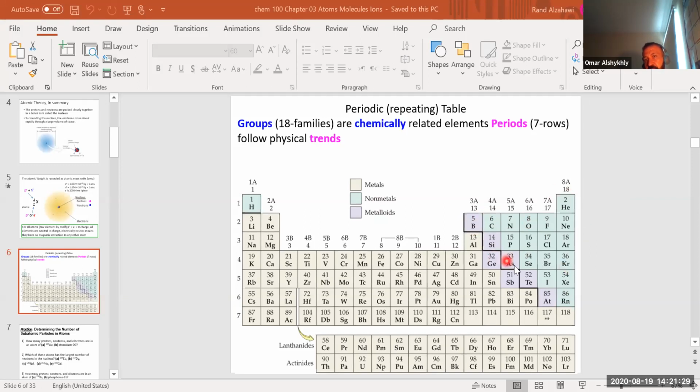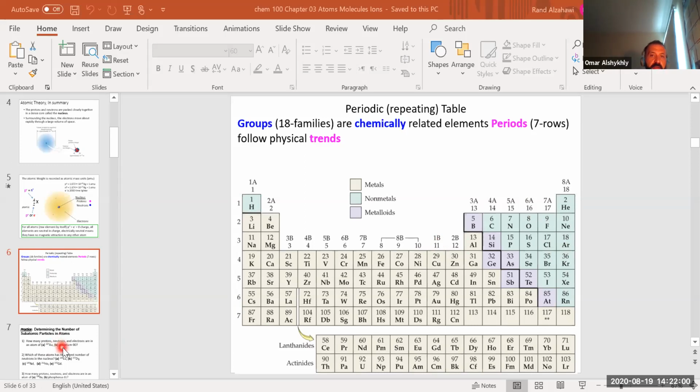This pink or purple color element is called metalloids. The zigzag line is the metalloids. The left side of the zigzag line in the periodic table represents metals. Be careful, here we have two periods, the lanthanides and actinides, which are supposed to be here. These also represent metals. On the right side of the zigzag line, the green color is the non-metals.